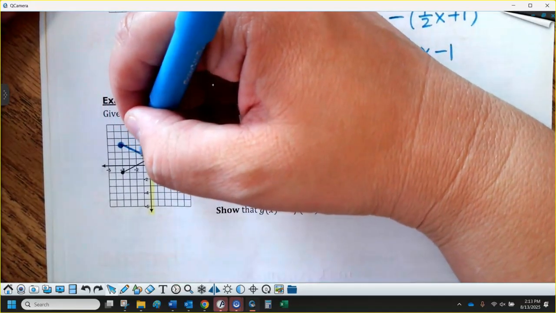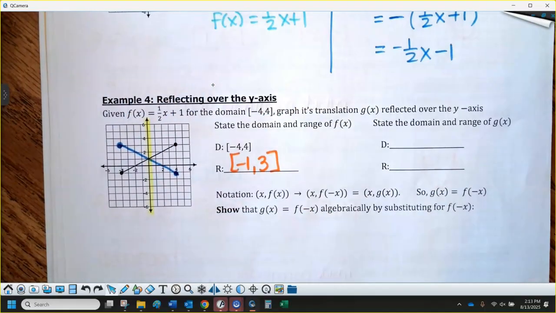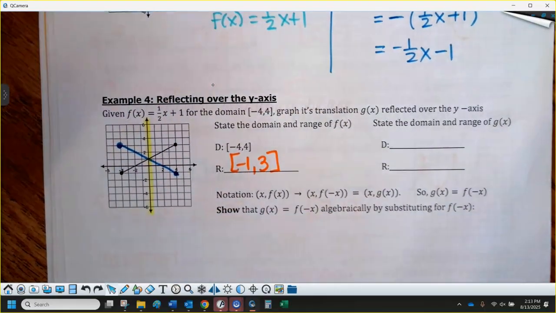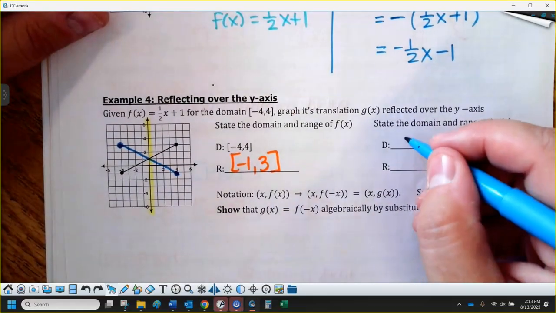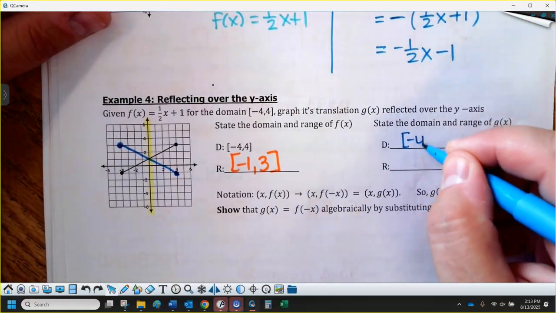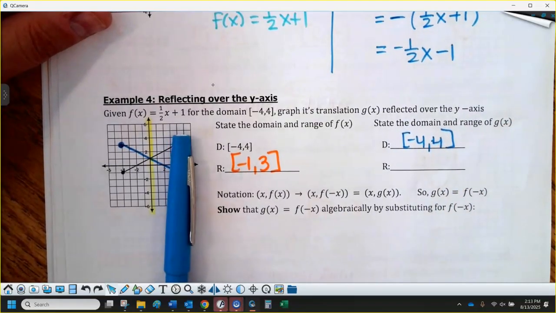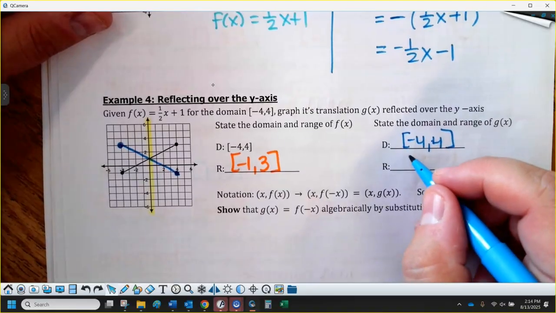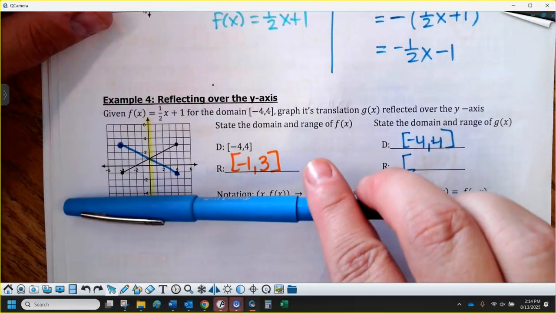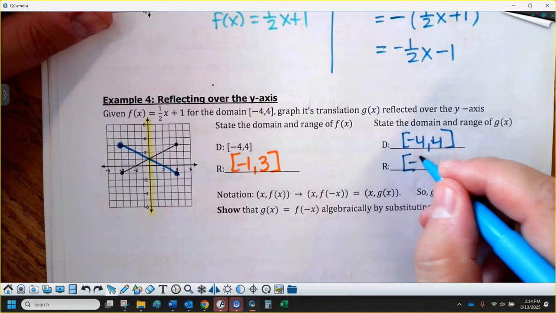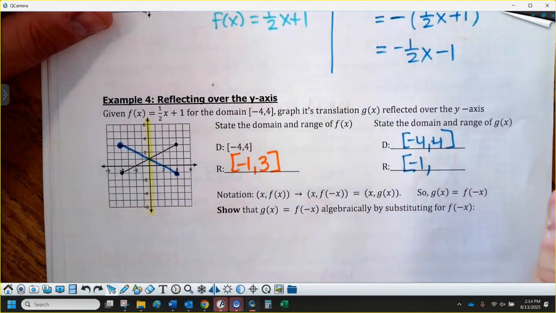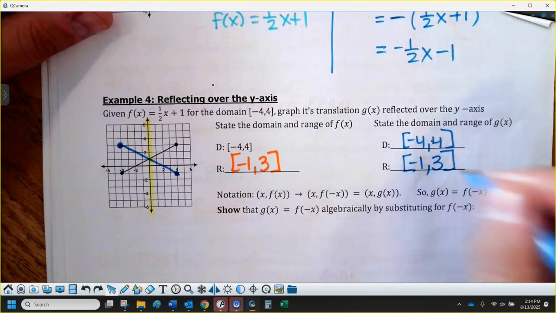This is not my greatest example because the domain's actually going to stay the same here. Usually it would change. I just have the 2 points. They reflect on either side of each other here. So your domain is actually from negative 4 to 4. Starts at negative 4, stops at 4. Your range stays the same. The lowest y coordinate is on the same point, negative 1. The highest y coordinate is on the same point, which is 3.